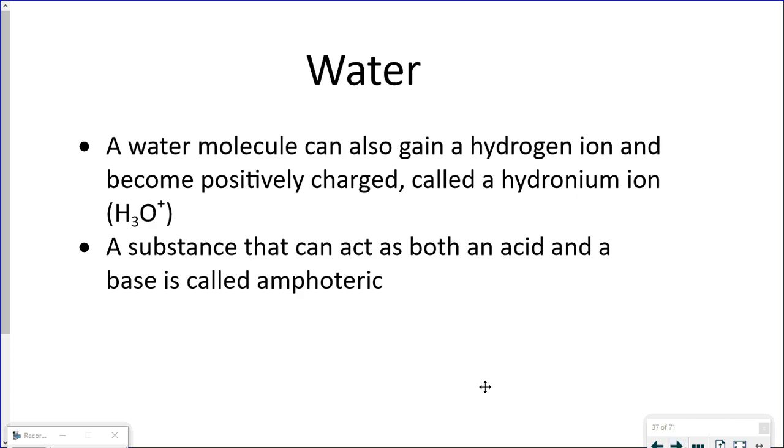All right, and then here we're going to talk about water a little bit. With the water molecule, we already showed that it can lose a hydrogen to become hydroxide. But a water molecule can also gain a hydrogen ion and actually become a positively charged ion called hydronium. You may see this written as H3O+. So water is what we call amphoteric. Water can act as both an acid and a base. Anything that can lose a hydrogen or gain a hydrogen, we refer to as amphoteric.